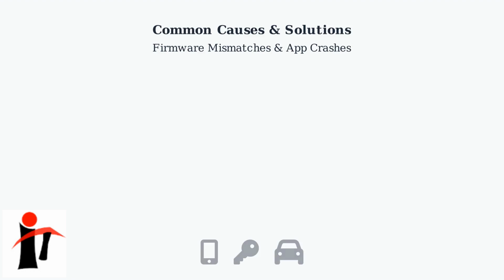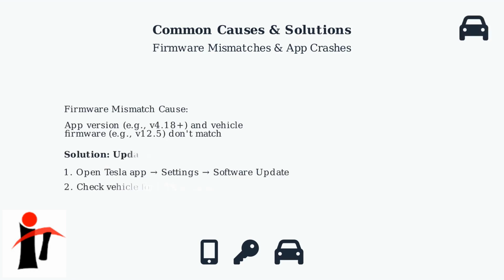Firmware mismatches between the Tesla app and vehicle software are a frequent cause of phone key issues. The app and vehicle must be on compatible versions for the feature to work properly. To resolve this, ensure both the Tesla mobile app and your vehicle's software are updated to the latest versions. Open the Tesla app, go to Settings, and check for software updates. Also check your vehicle's touchscreen for over-the-air updates.